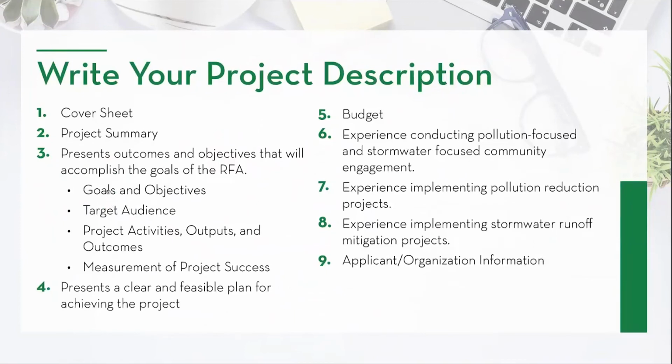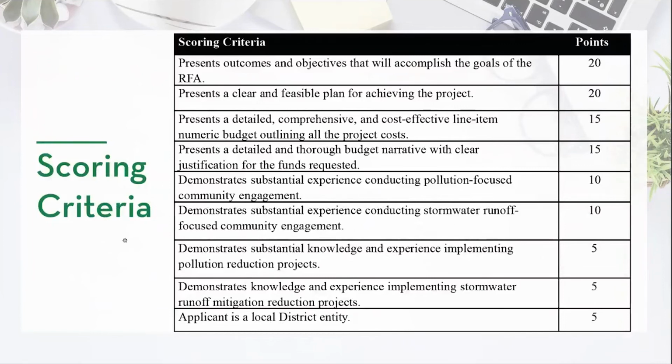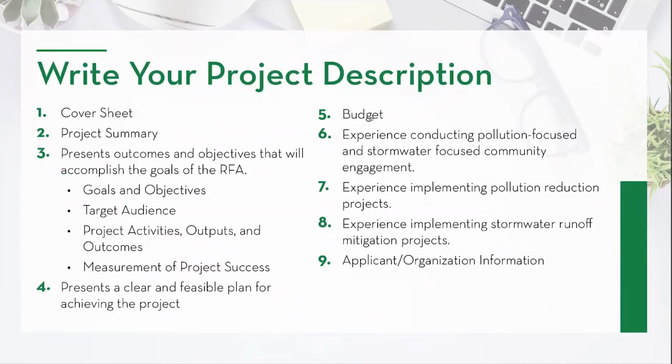That area will include goals and objectives, target audience, project activities, outputs and outcomes, measurements of project success. All those areas fall under outcomes and objectives that go into accomplishing the goals of the RFA. Next, you will include information on presents a clear and feasible plan for achieving the project, as that is the next scoring criterion on the scoring box. And then budget. And then experience conducting pollution-focused and stormwater-focused community engagement, and then experience in implementing pollution reduction projects, experience implementing stormwater mitigation projects, and then applicant organization information.